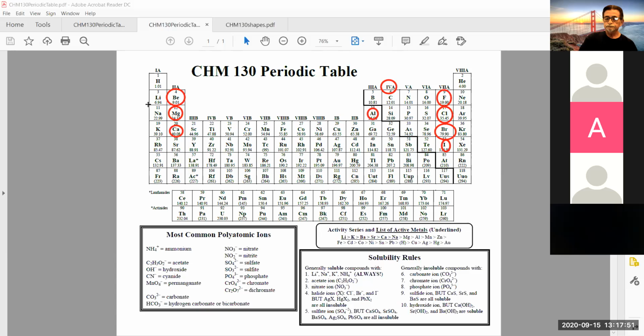Sodium has a total of 11 electrons, based on its atomic number. Of those 11, 1 is in the outermost shell. It has 1 valence electron. And so does lithium.